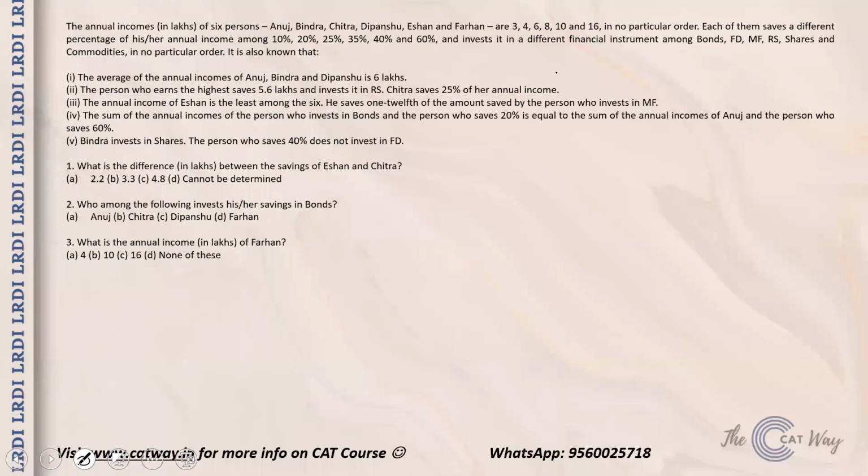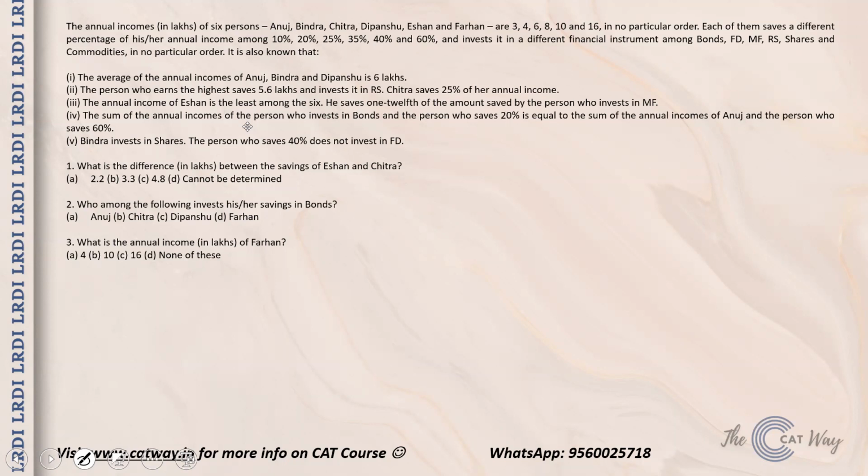So what we have been given is that the annual incomes of 6 people A, B, C, D, E and F are 3, 4, 6, 8, 10 and 16 in no particular order. Each of them saves a different percentage of his annual income: 10, 20, 25, 35, 40 and 60, and invests it in a different financial instrument among bonds, FD, MF, RS, shares and commodities, in no particular order.